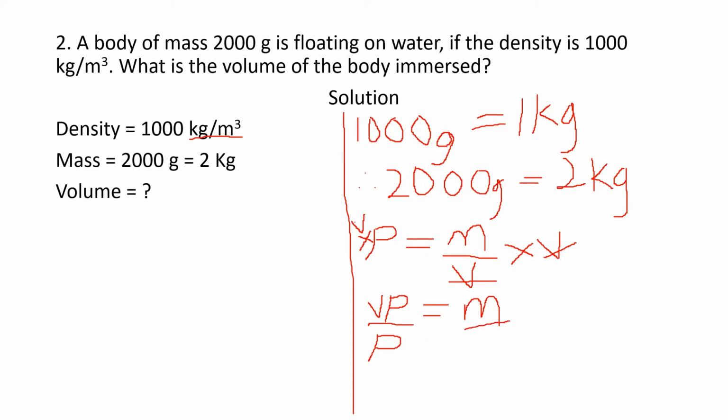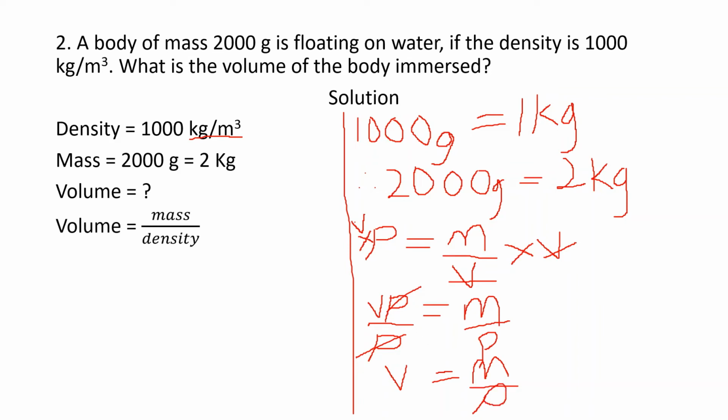Here too by rho. So this rho will cancel this rho, leaving v equals m over rho, which is mass over density. So that's what we have here. Volume equals mass over density.